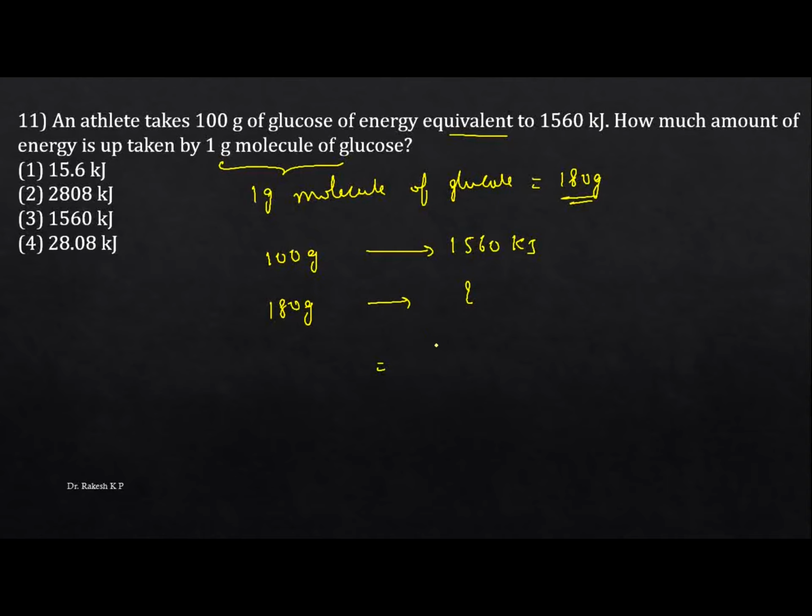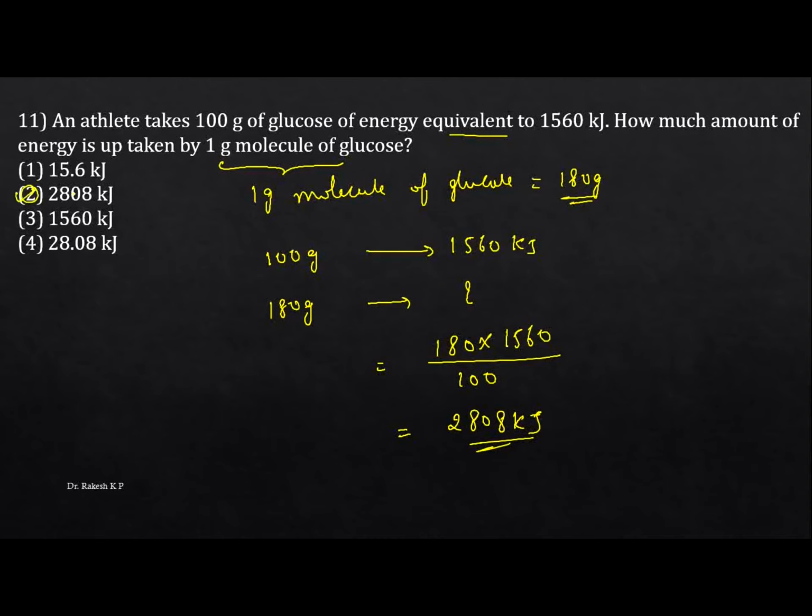Okay, so see the cross multiplication here: 180 into 1560, divided by 100. And the value that becomes 2808 kilojoule. So this is the value we are going to get. Hence in this case the option is the second one.